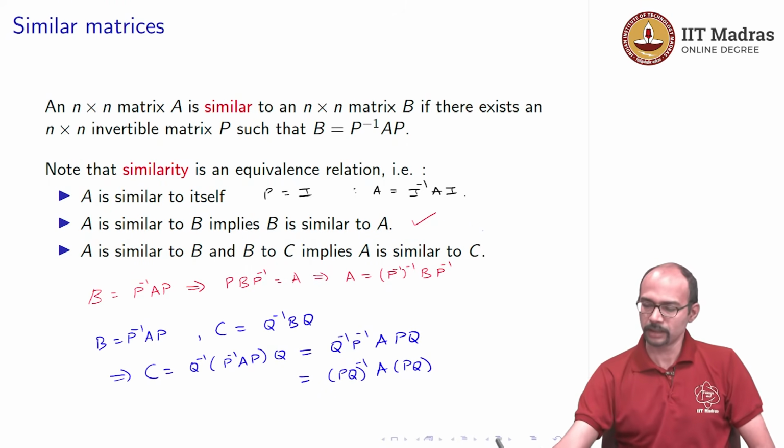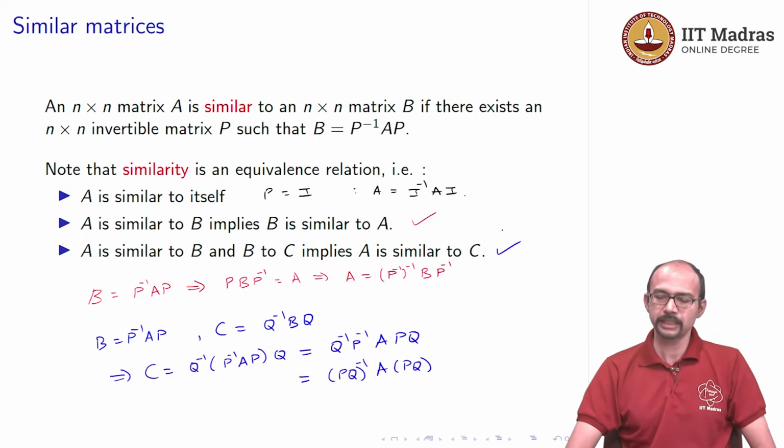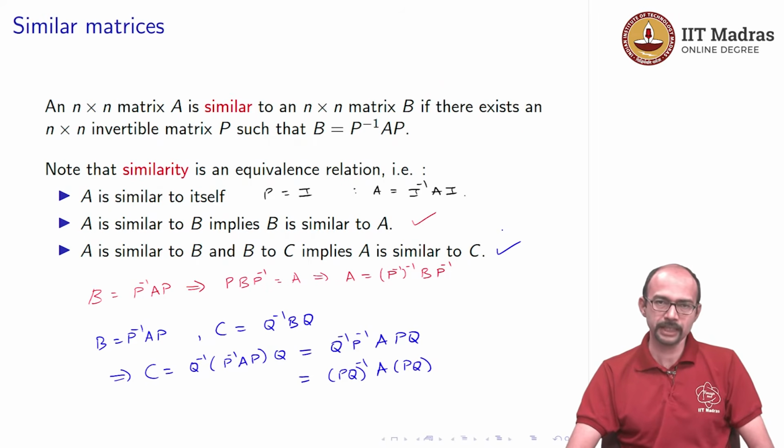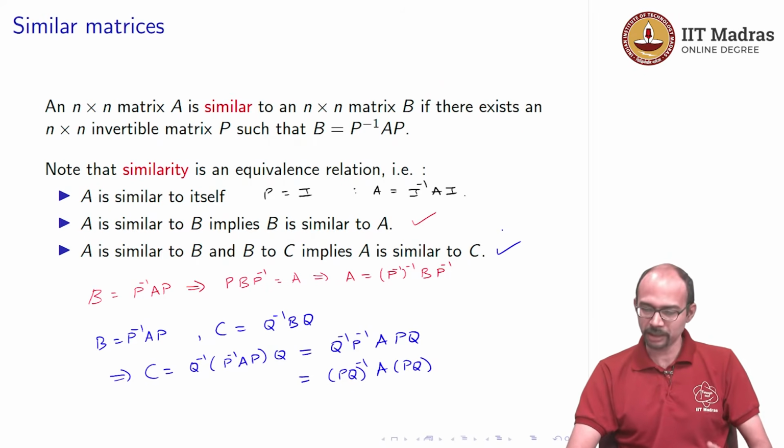So, this proves the three things. So, this says that similarity is what is called an equivalence relation. So, now I can say, especially because of the second one, instead of saying that A is similar to B, I can just say A and B are similar, because it does not matter which is similar to which, the other one always follows, right. So, A is similar to B can be replaced by saying A and B are similar matrices.